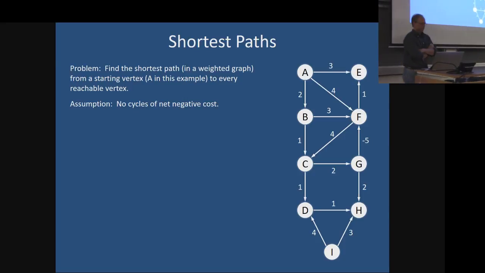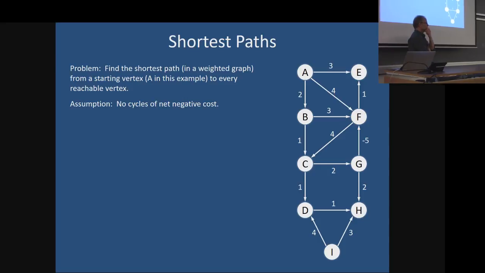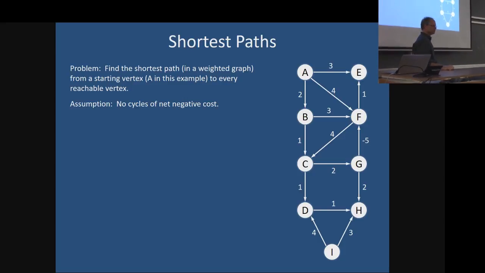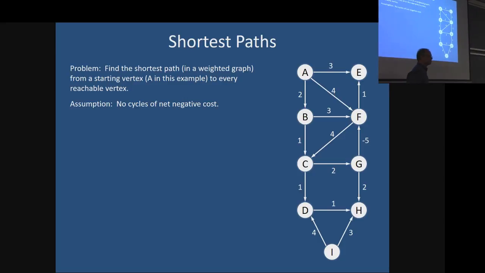What is the problem with finding shortest paths if there's a cycle of net negative cost? Because you could traverse the cycle as many times as you want and continuously get shorter and shorter. Right. So suppose you're trying to find the shortest path from A to C, but we change that -5 to a -7. What would be the shortest path? Would A to B to C be the shortest path, cost 3? No, because I could go around CGFC, and now I'm down to 2. Is that the shortest path?